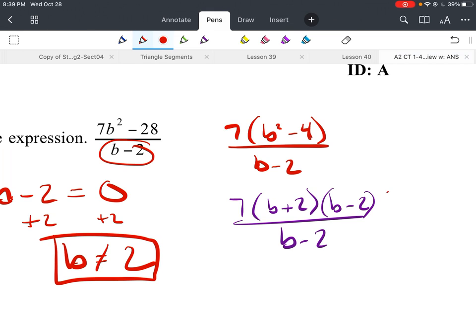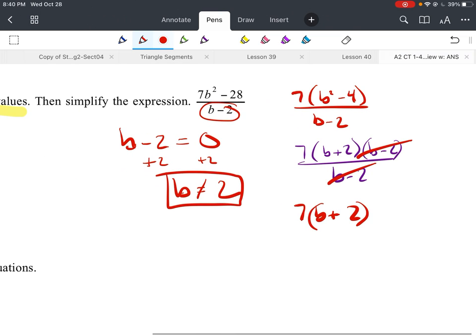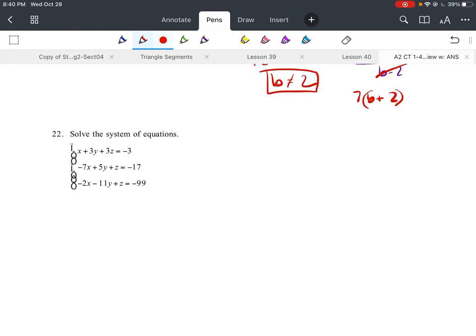But when you do that, you can now cancel these two, and don't forget your excluded value. So my final answer is 7 times b plus 2. Or if you distribute it through, that's okay as well. But generally, you can just leave it factored there. 7 times b plus 2 with b not equal to 2. Good stuff.